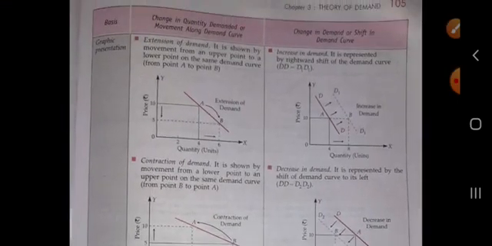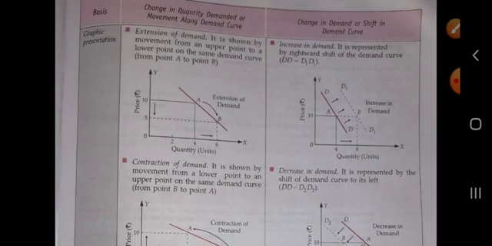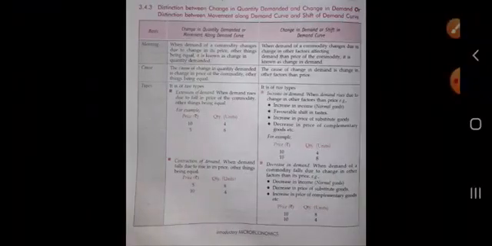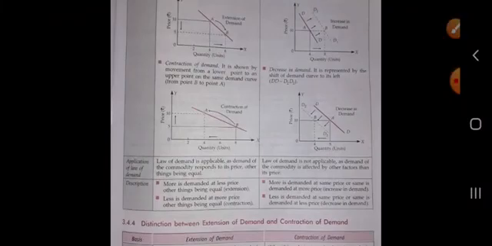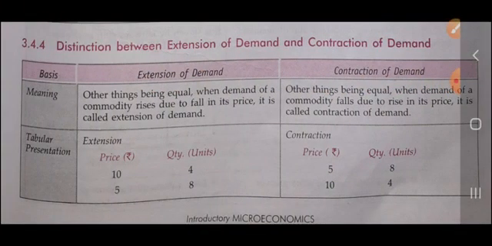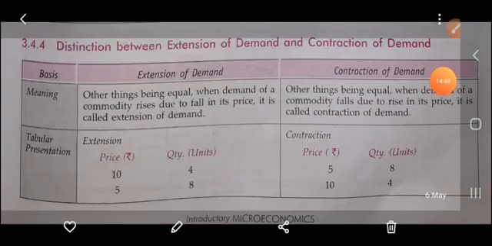Okay, now the next one is the distinction between the extension of demand and the contraction of demand. Extension of demand and contraction of demand are part of the change in quantity demanded. Just remember it, they are part of only the change in quantity demanded, and increase in demand and decrease in demand are part of the change in demand.